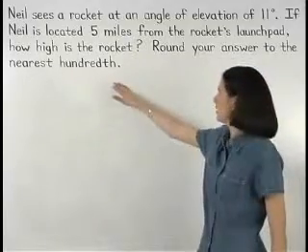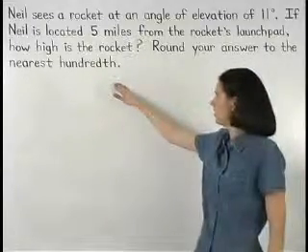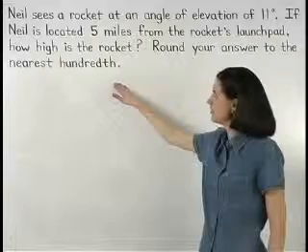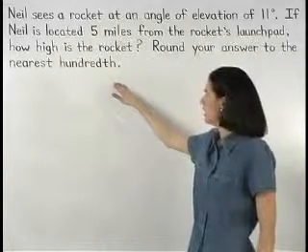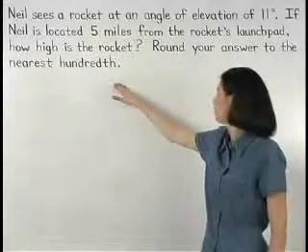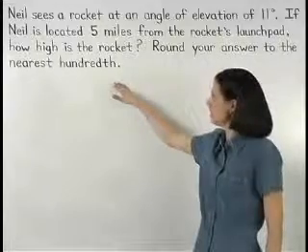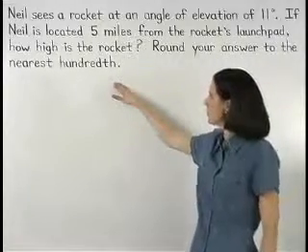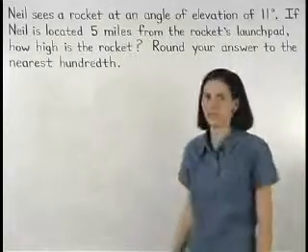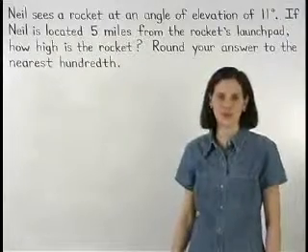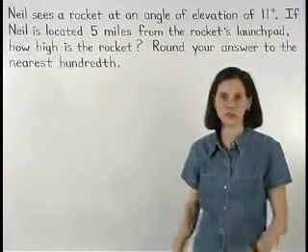Neil sees a rocket at an angle of elevation of 11 degrees. If Neil is located 5 miles from the rocket's launch pad, how high is the rocket? Round your answer to the nearest hundredth. Let's start this problem by drawing a picture.